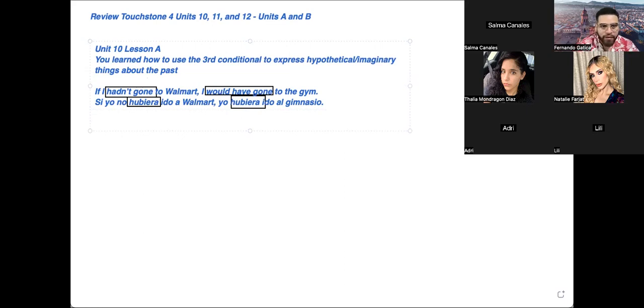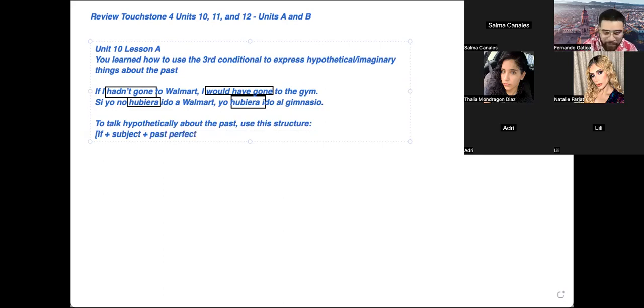Look, write this in your notebook. To talk hypothetically about the past, use this structure right here. First, you're going to use if, then a subject, and then the past perfect. Dot, dot, dot, because maybe you want to complement, a comma, subject, plus would have, and then the past participle. And then dot, dot, dot, because maybe you want a complement.